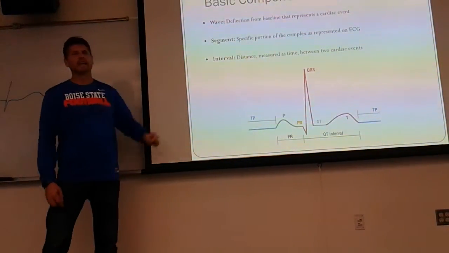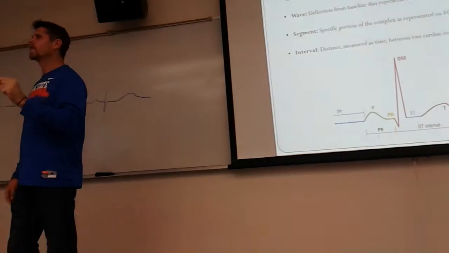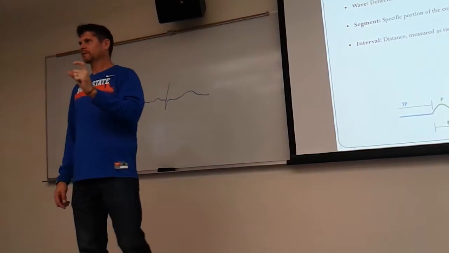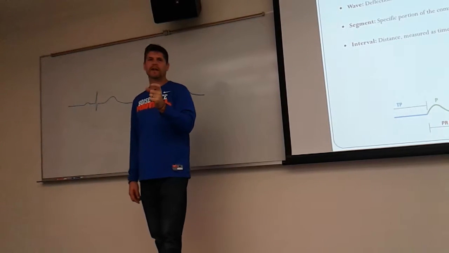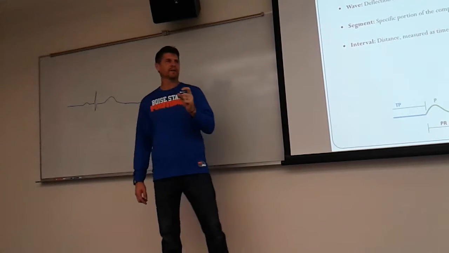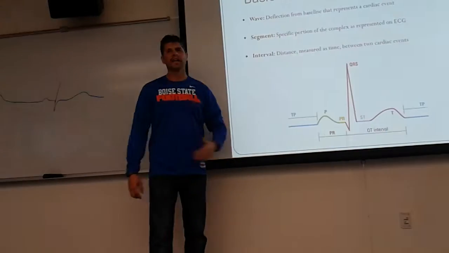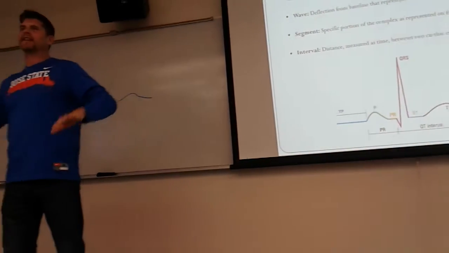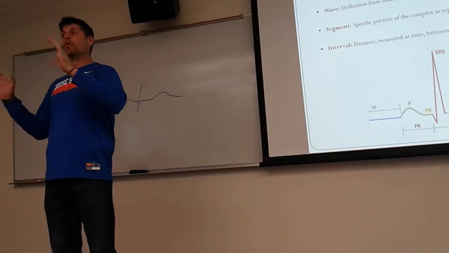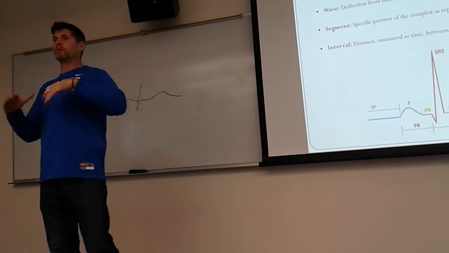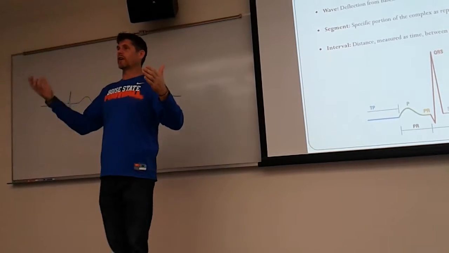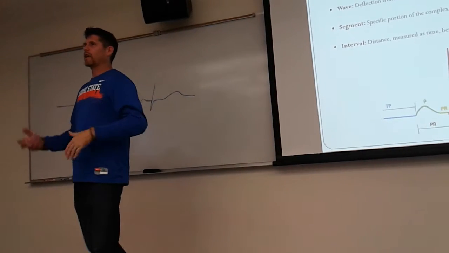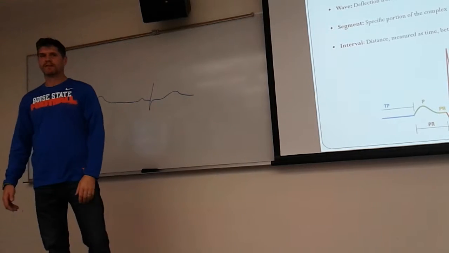A segment is any portion of the baseline between waves. Okay? Any portion of the baseline between waves. And then an interval is any combination of at least one wave and at least one segment. It could be more waves, and it could be more segments, or a combination of several waves and several segments, but it has to include at least one wave and at least one segment. Does that make sense?